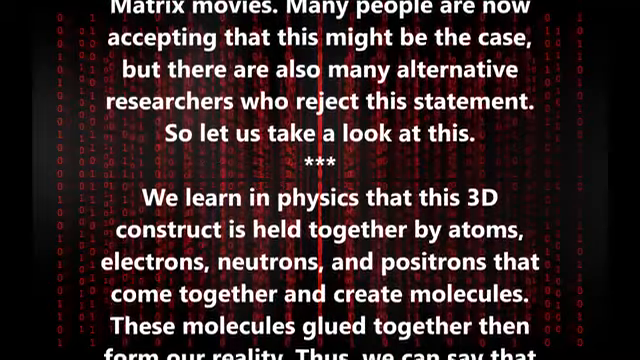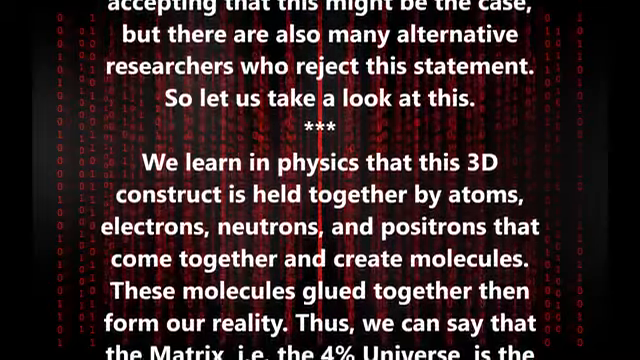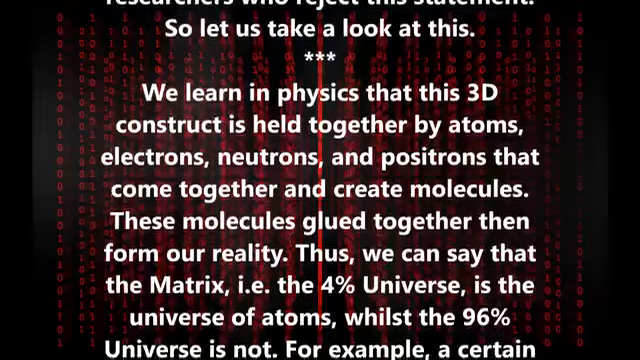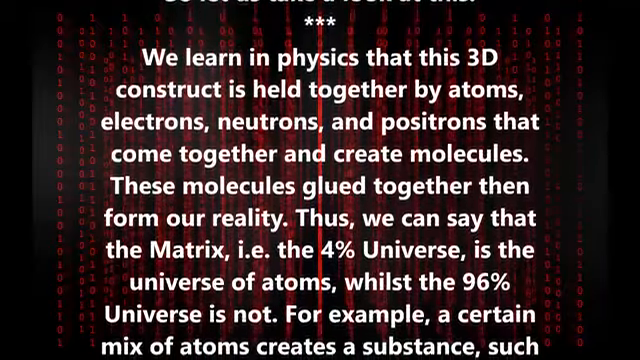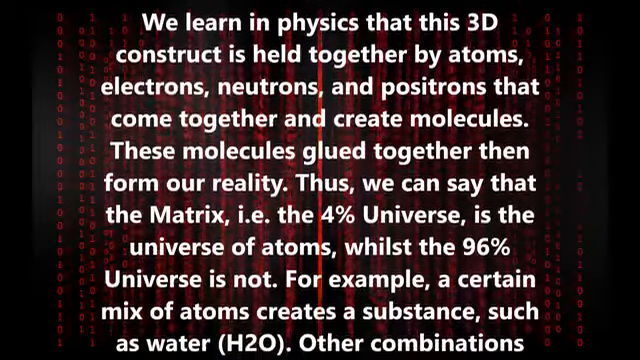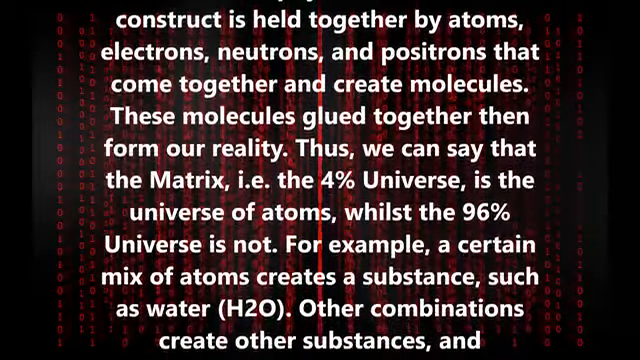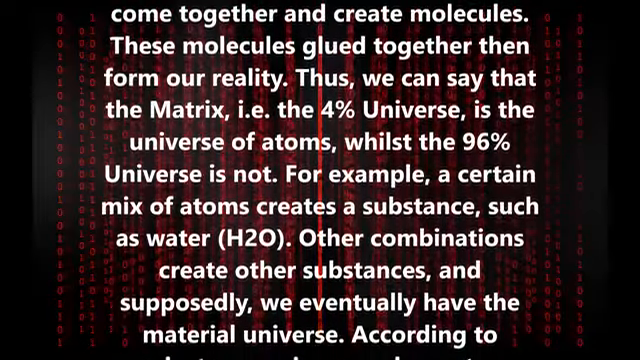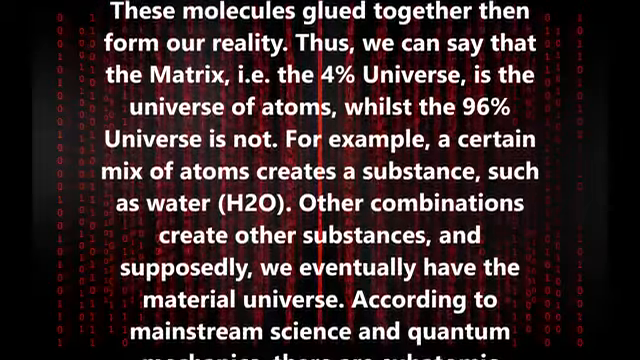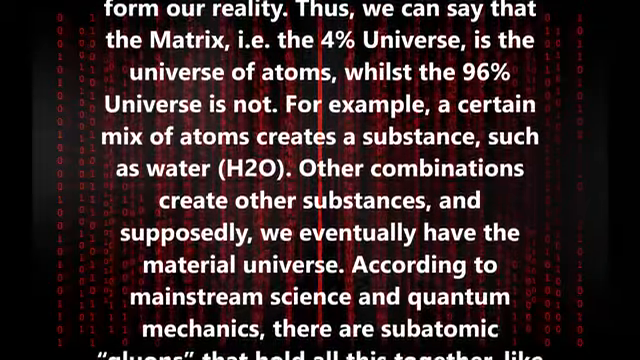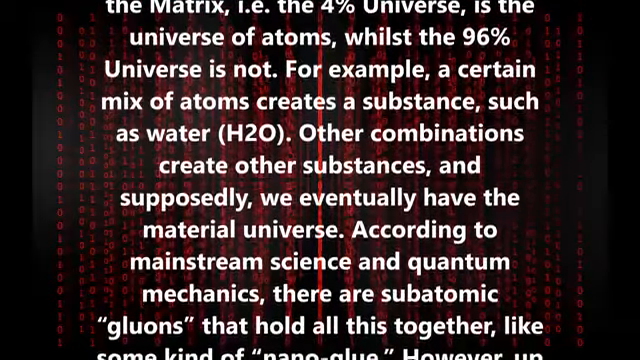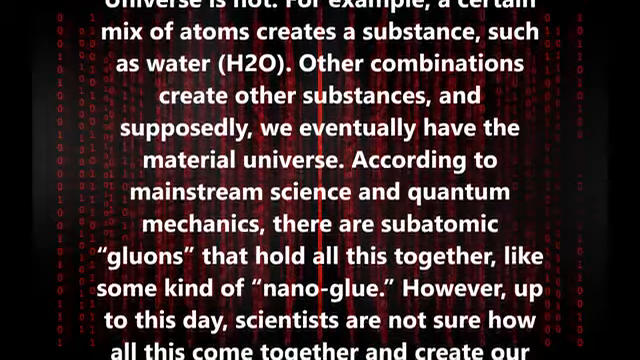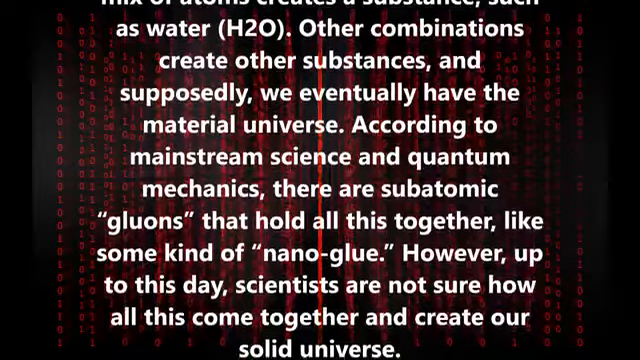We learn in physics that this 3D construct is held together by atoms, electrons, neutrons and positrons that come together and create molecules. These molecules glued together then form our reality. Thus, we can say that the matrix, i.e. the 4% universe, is the universe of atoms, whilst the 96% universe is not. For example, a certain mix of atoms creates a substance, such as water, H2O. Other combinations create other substances, and supposedly we eventually have the material universe.